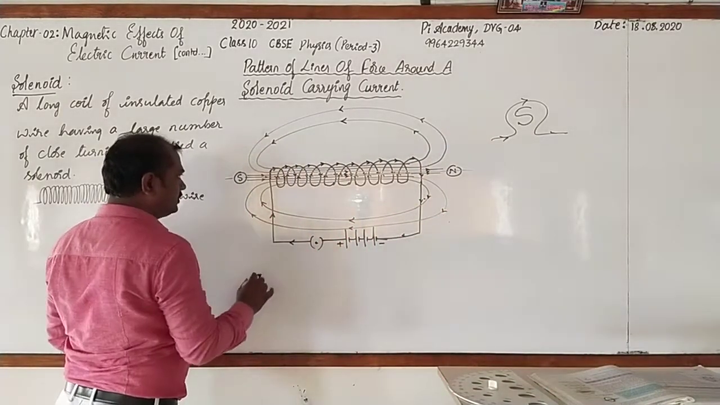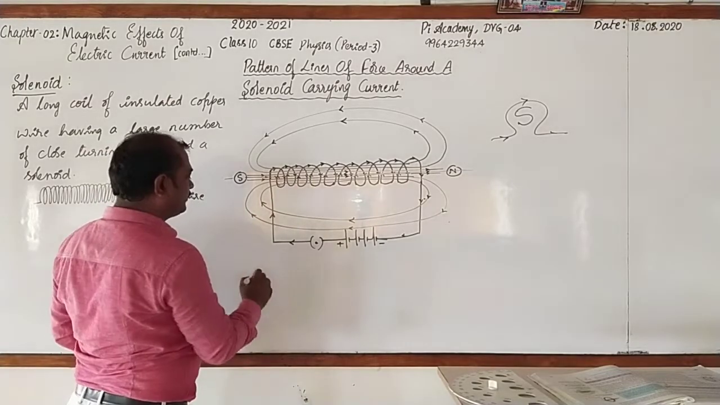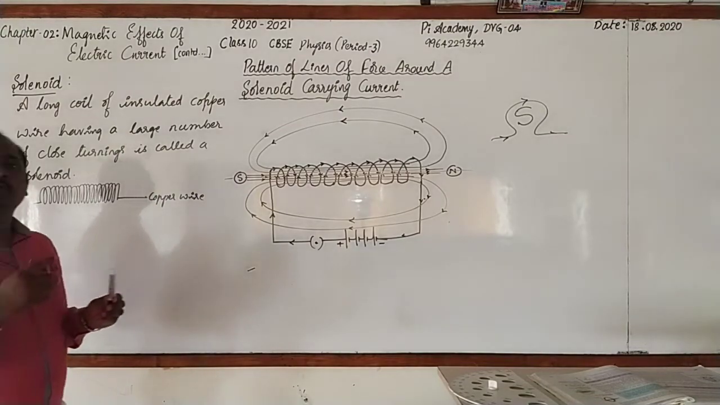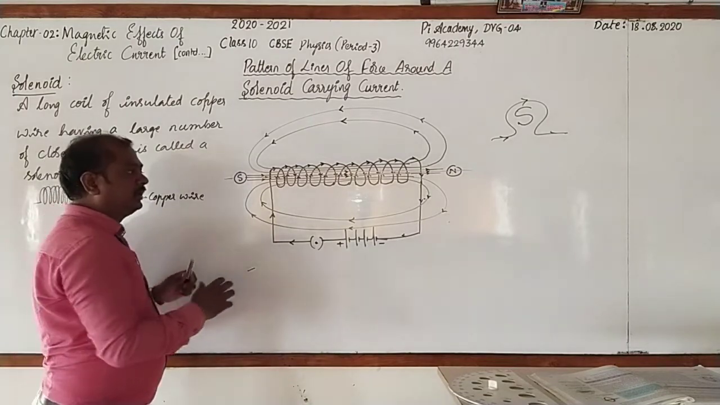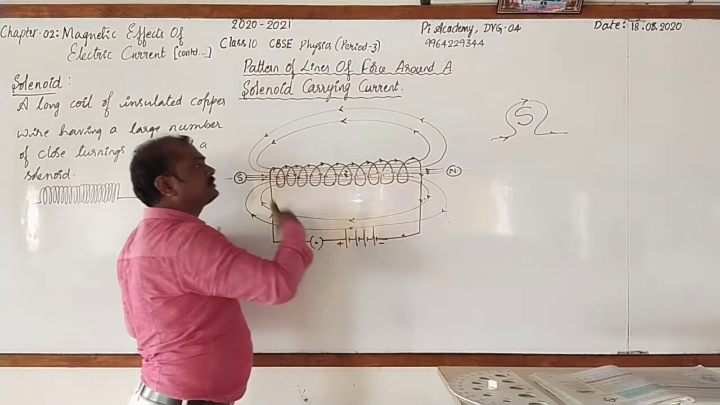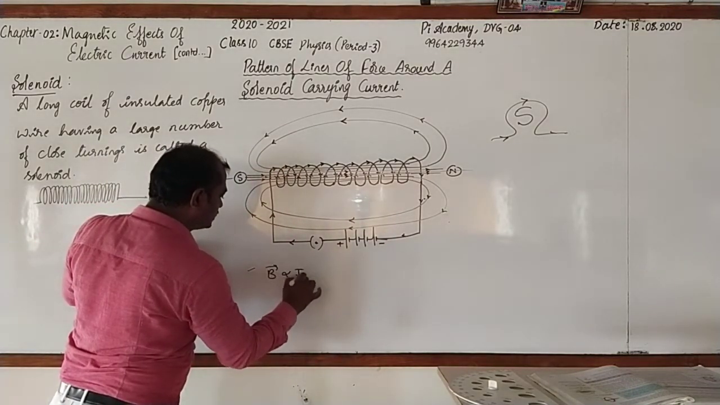In general, it may be outside or inside the solenoid. In general, what are the factors on which the strength of the magnetic field depends? One is obviously the current. If the voltage is more, the current increases. When the current increases, the field strength also increases. So B is directly proportional to I.